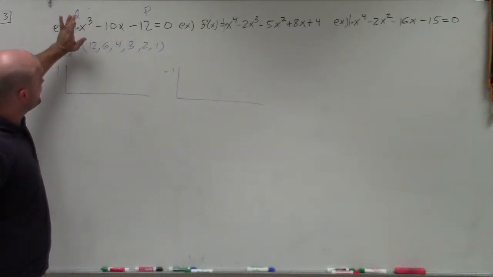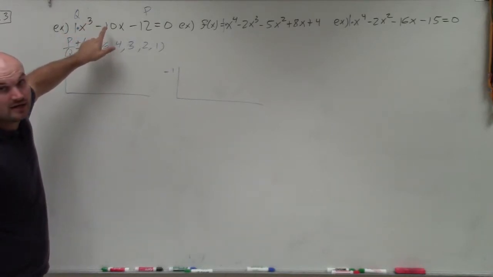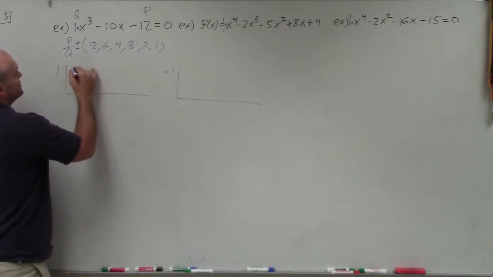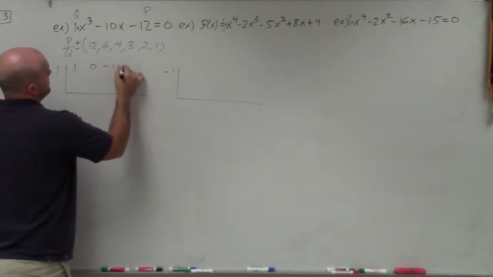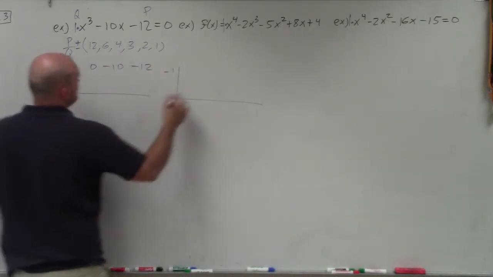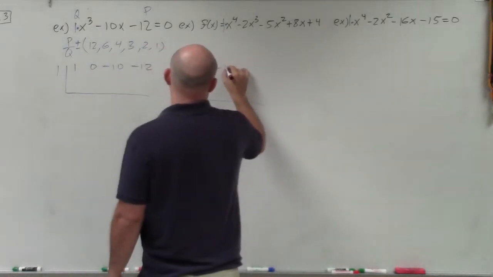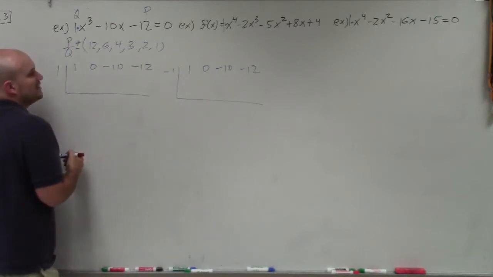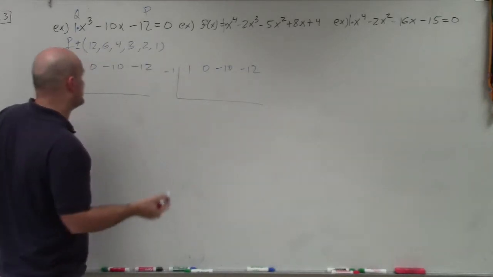Now, when you set up synthetic division, notice that I don't have an x squared, so my coefficient for that is going to be 0. So when setting up synthetic division, I'm going to have 1, 0, negative 10, and negative 12. Then I'm just going to test synthetic division here pretty quickly. We've already gone over this, so I'll try to do it a little bit quicker.